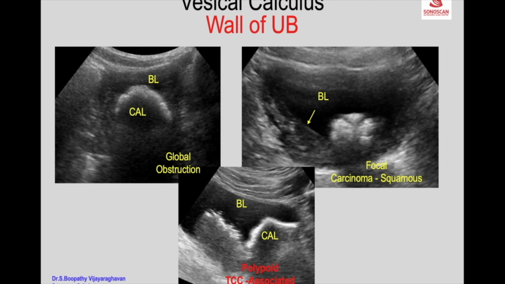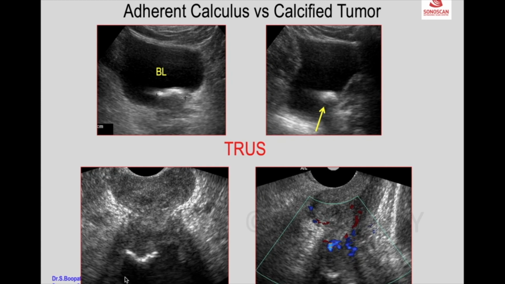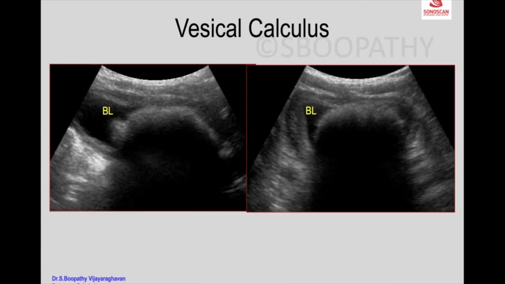If it is polypoid, then it may be an associated transitional cell carcinoma with calculus. Now here is the bladder, and you see a polypoid mass in the bladder with concretions on the surface, seen here as a fixed calculus. On ultrasound and color Doppler you see flow within the mass, confirming it. Here you see the bladder and an echogenic lesion in the lumen.